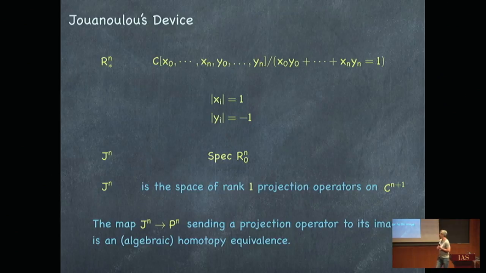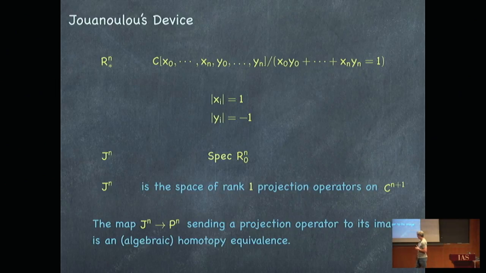But I also wanted to introduce this really cool thing called Jouanolou's device. So Jouanolou's device is a homotopy approximation to any, well, let's say quasi-projective variety. And in the case of projective space, the thing I showed you is an example of the Jouanolou device.